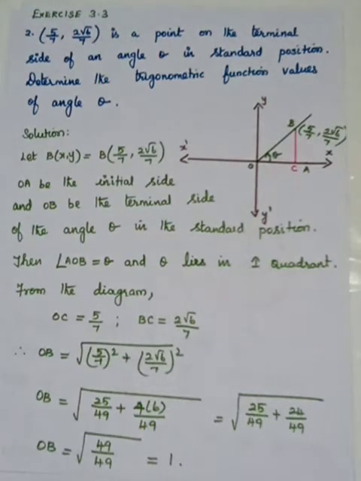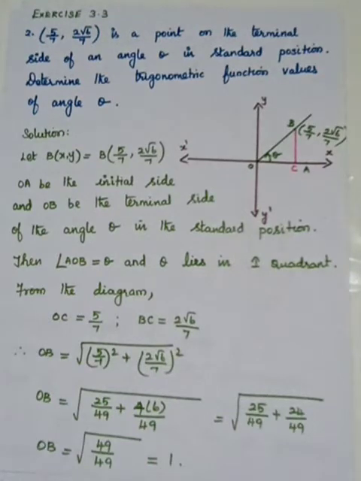Good morning, students. Yesterday, we have seen the signs of trigonometric functions. So, in the ASTC rule, in the first quadrant, all are positive. In the second quadrant, sine and cosecant are positive. In the third quadrant, tan and cot are positive. In the fourth quadrant, cos theta and secant theta are positive. So, using this, we are going to do exercise 3.3, problem number 2.